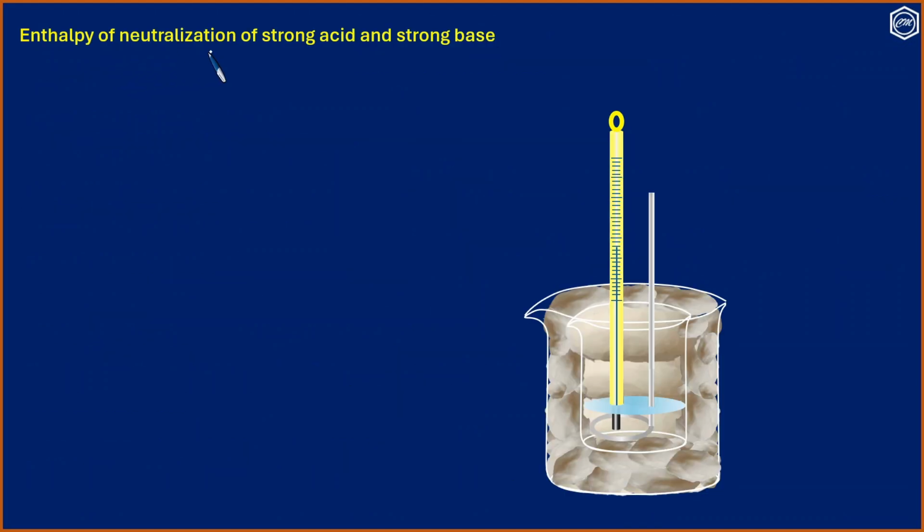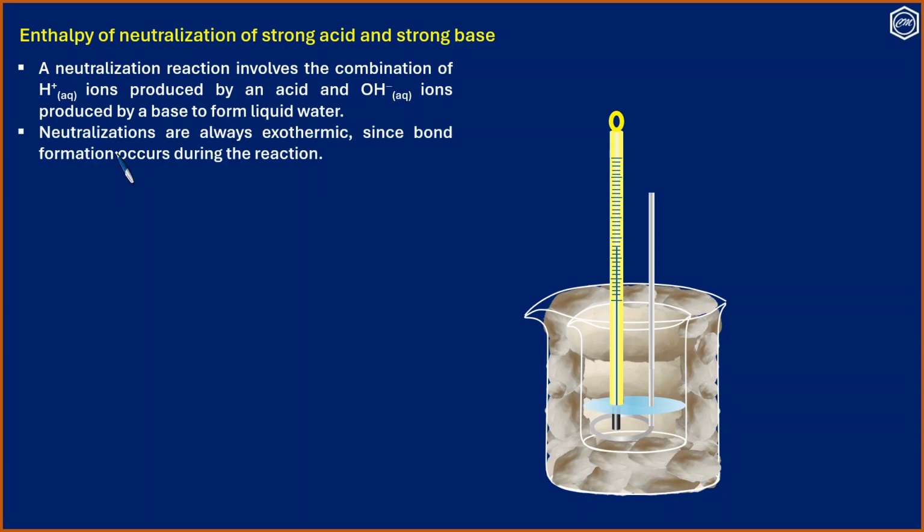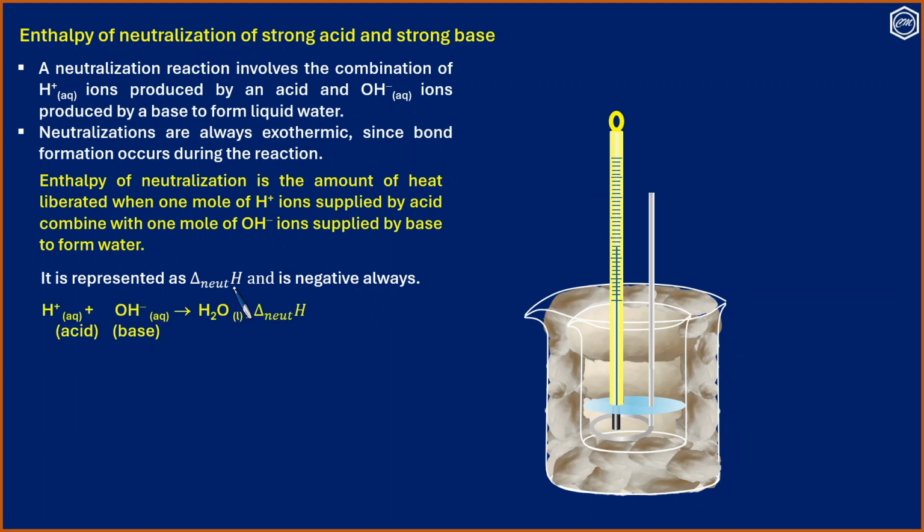Next, we determine the enthalpy of neutralization of a strong acid and a strong base. A neutralization reaction involves the combination of H plus ions produced by an acid and OH minus ions produced by a base to form liquid water. Neutralizations are always exothermic since bond formation occurs during the reaction. Enthalpy of neutralization is the amount of heat liberated when 1 mole of H plus ion supplied by acid combines with 1 mole of OH minus ion supplied by base to form water. It is represented as delta neutralization H and is always negative.